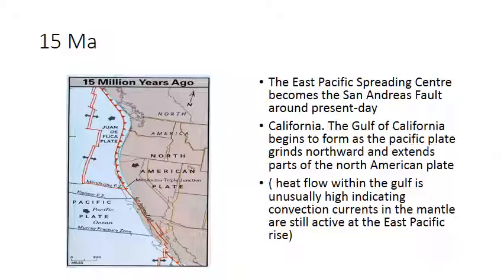15 million years, the east spreading center becomes the San Andreas Fault as we know it today, and the Gulf of California begins to form as the Pacific plate grinds northward and extends parts of the North American plate. So if you go to the south, towards South America, you have what's called the Pacific Rise, and essentially that's the spreading center that is responsible for the shallow subduction beneath South America. So that's where the new plate material is being created, and that's being subducted.